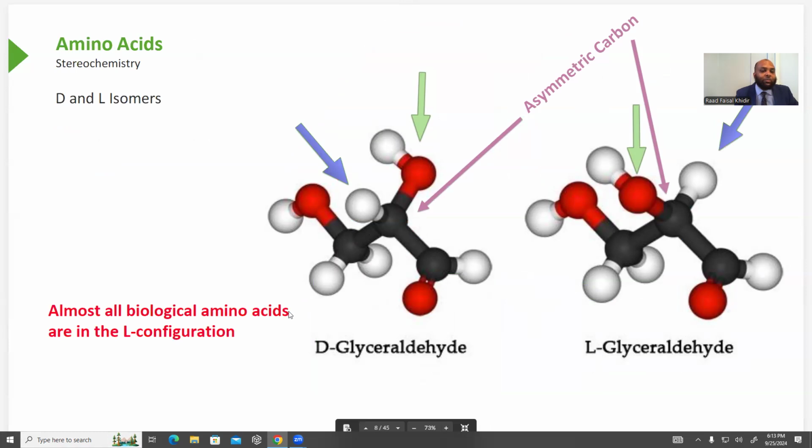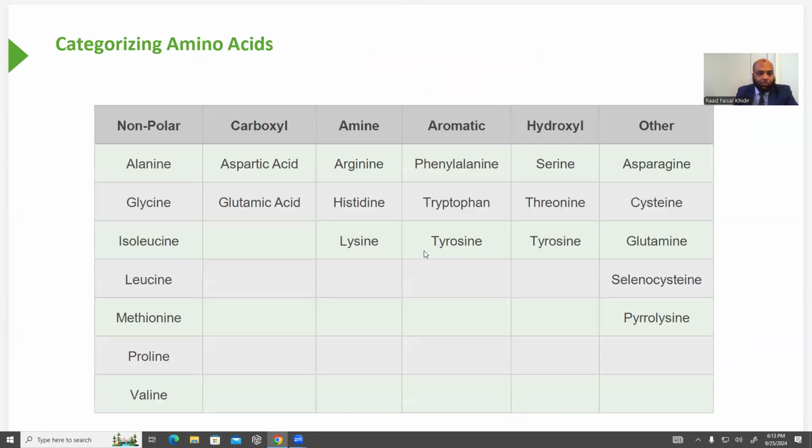Almost all biological amino acids are in the L configuration. We have not talked about that.